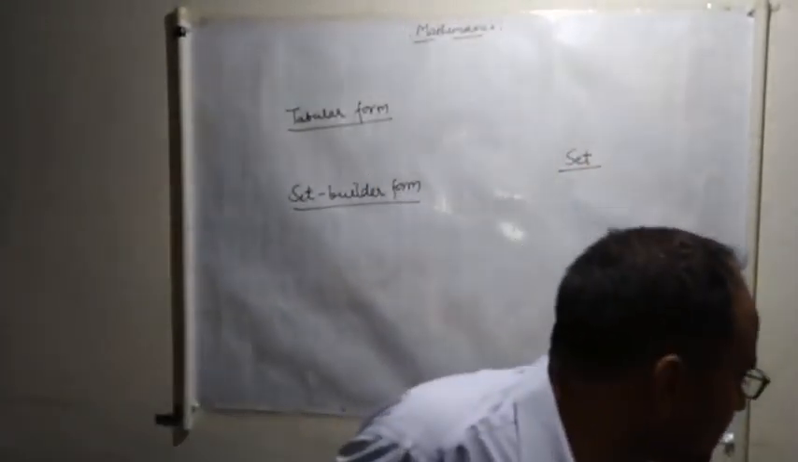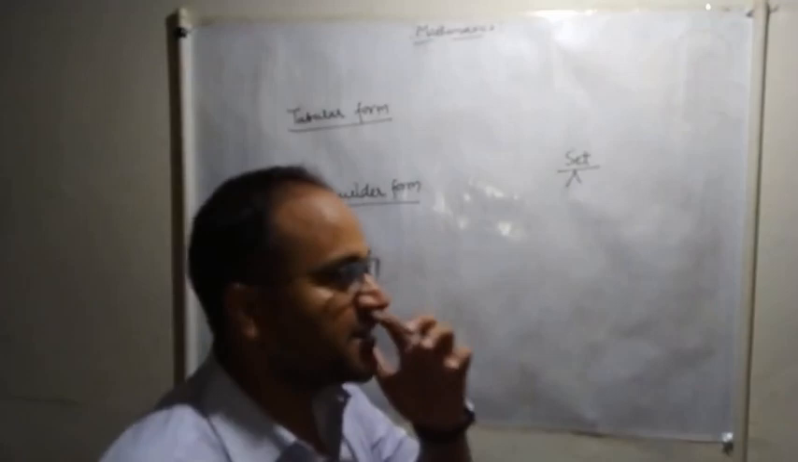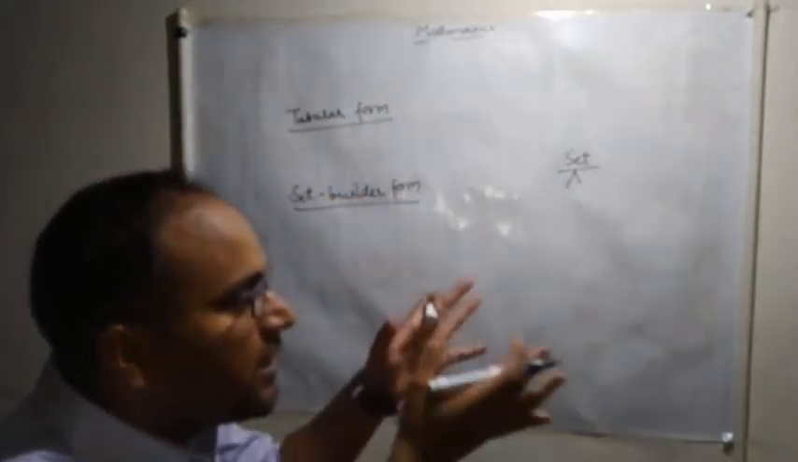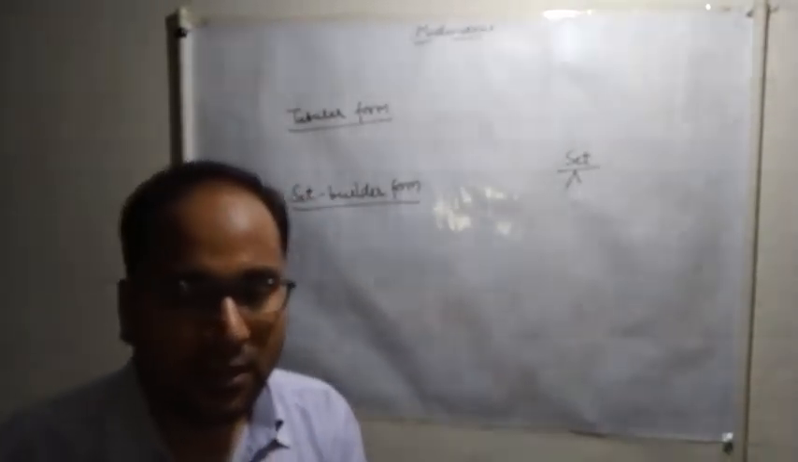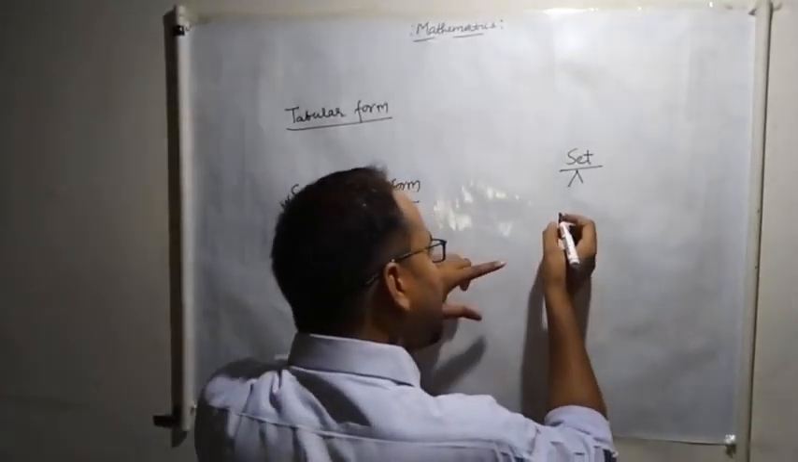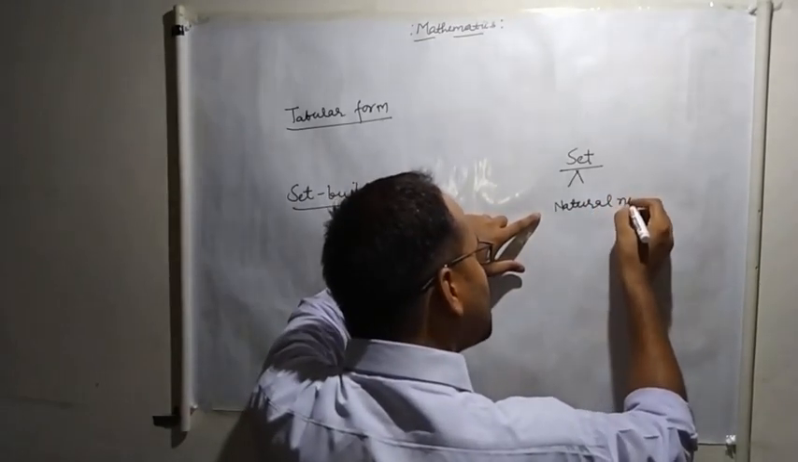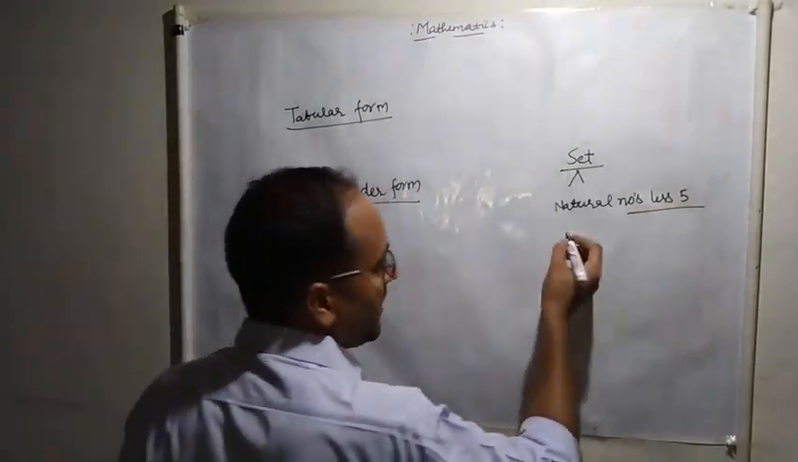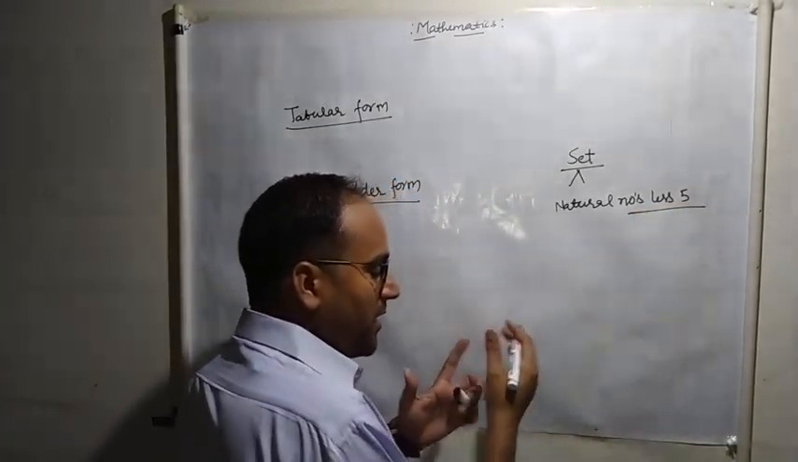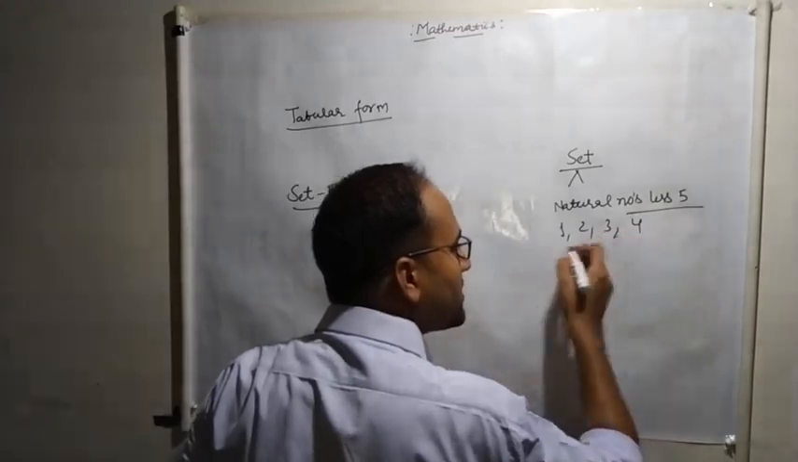Okay, so I want to explain a little bit of this one. A set is a well-defined collection of distinct objects. Well-defined means that you know everything about the given information. Like the collection of natural numbers less than 5. Natural numbers less than 5 means you know which natural numbers are less than 5. So 1, 2, 3, and 4.